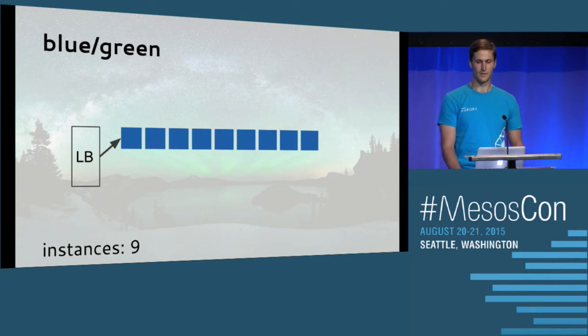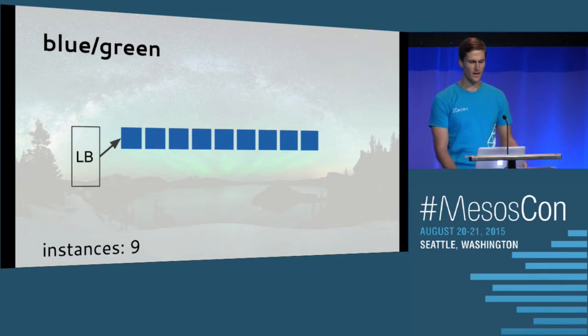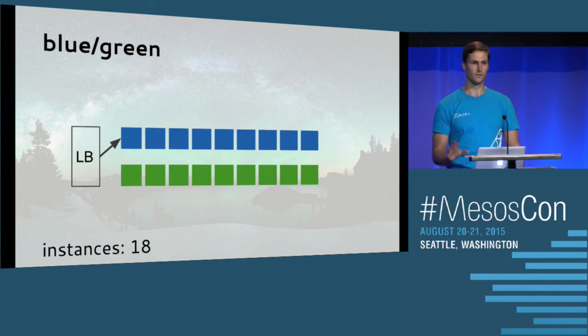Another paradigm that has come up, especially with the advent of clouds, like with AWS, is blue-green. Netflix will call this red-black, I think. So basically what this means is you have your service running and you're going to just create a full copy of it with the new version of the software. And the important detail here is that there's a load balancer in play.